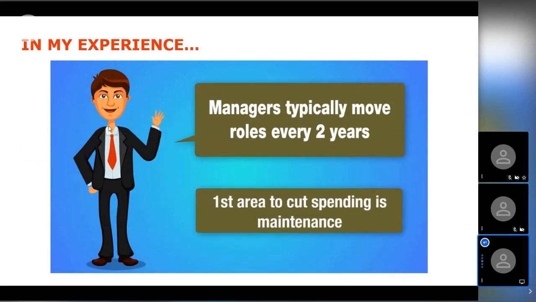A supervisor might get promoted into a manager position. They want to do a good job. They want to impress. So what do they do? They try to cut costs. If I save money, I'm going to be shown to be doing a good job. The easiest place to cut money is maintenance, because maintenance doesn't make money, it costs us money. Production makes us money, so we can't cut there. So they cut maintenance spending.